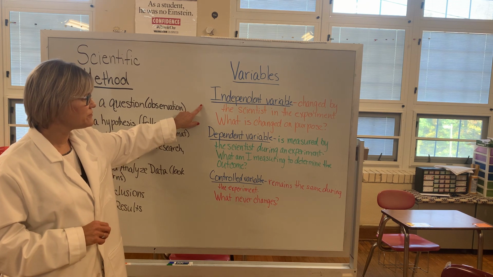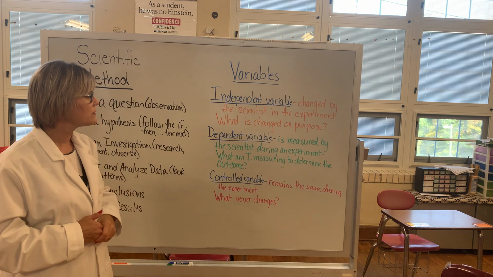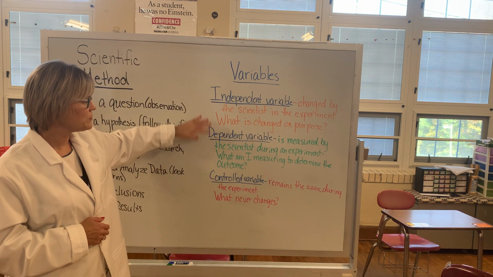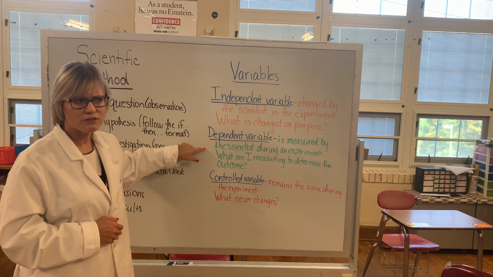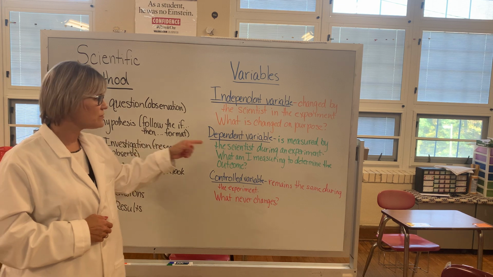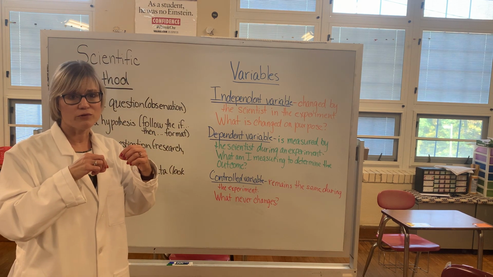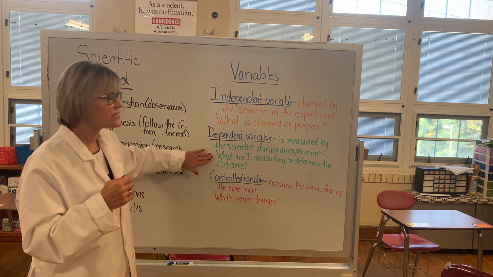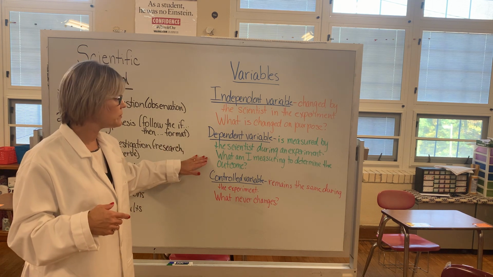What never changes? Okay? All right, so I'm going to go back up here. So my independent variable is changed by the scientists in the experiment. Okay, so my dependent variable depends on the independent variable. So what was I measuring? That's going to be my dependent variable. So in my experiment, I was measuring whether or not that black mold grew in the hummingbird feeder, okay? So what I'm measuring is, is there black mold or is there not? So that's what I'm measuring.